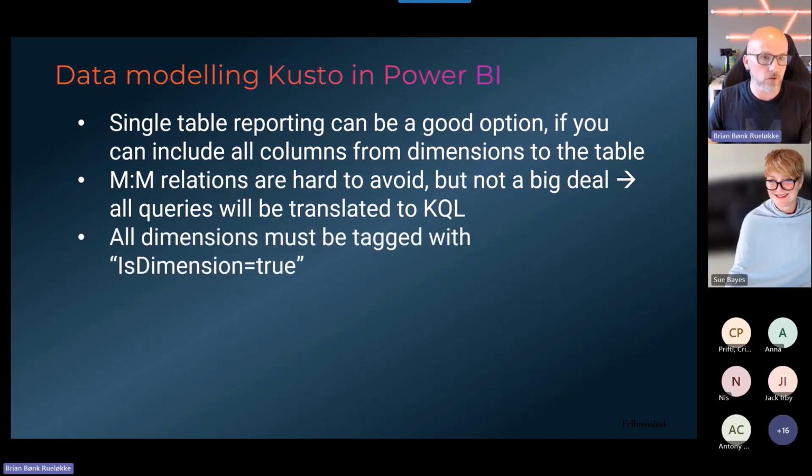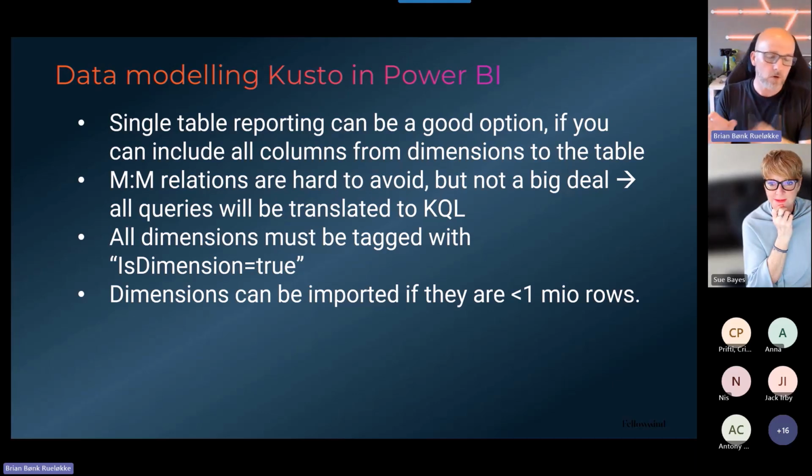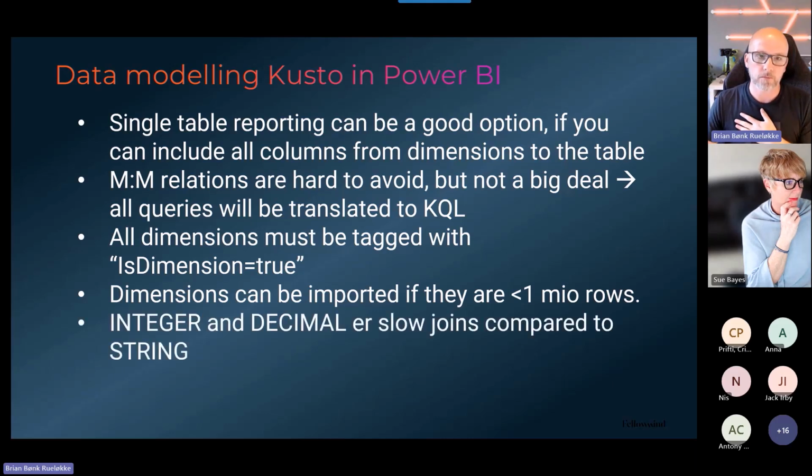If you have dimensions, you need to tag them. Then you help Power BI to perform the best query behind the scenes, because dimension filtering and so forth, we would like to have at the top of the query. That's fine. If you have dimensions smaller than 1 million rows, it might be a good option to do a hybrid model where you have both DirectQuery and import, because then it might be faster for you if you really need dimensions.